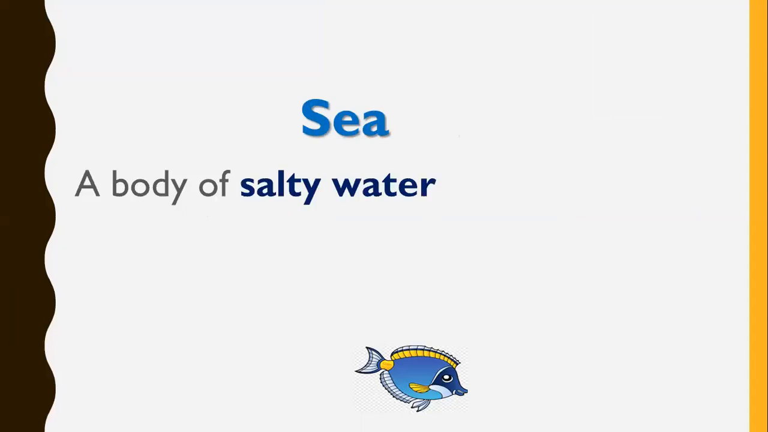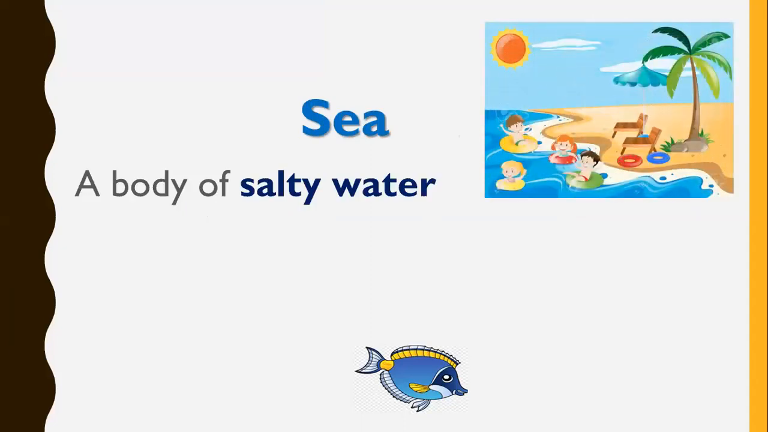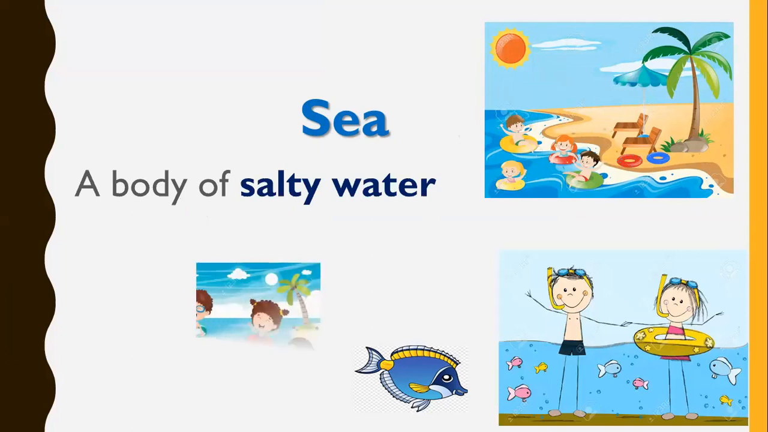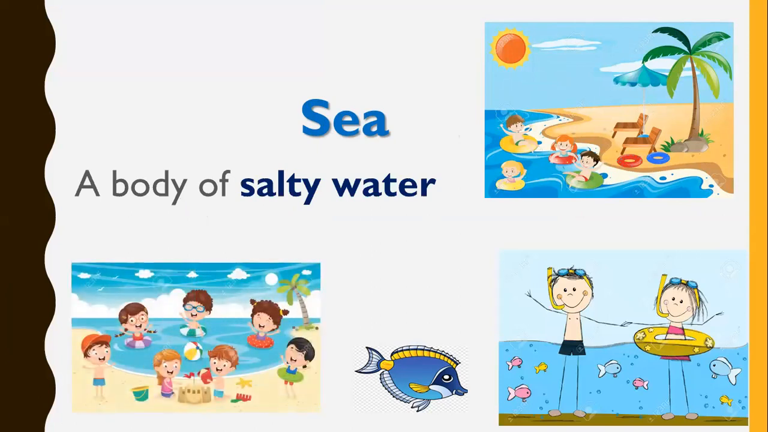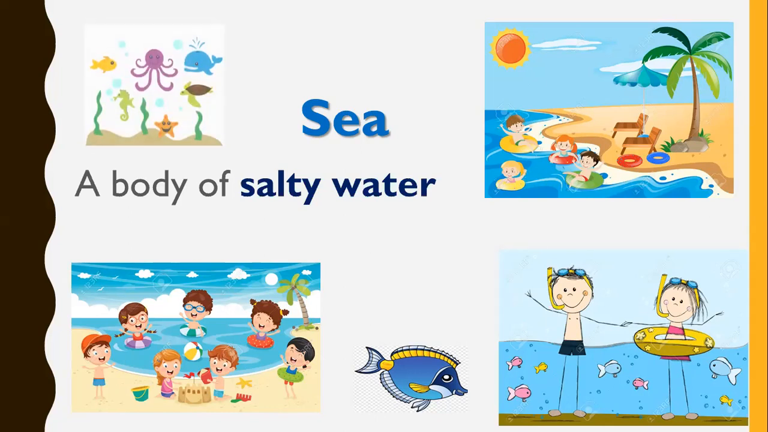Sea. A sea is a body of salty water, just a body. Of course, the sea is smaller than an ocean. They are both salty water, but the sea is smaller than an ocean, and of course, the ocean is larger than a sea. So the sea is a body of salty water.